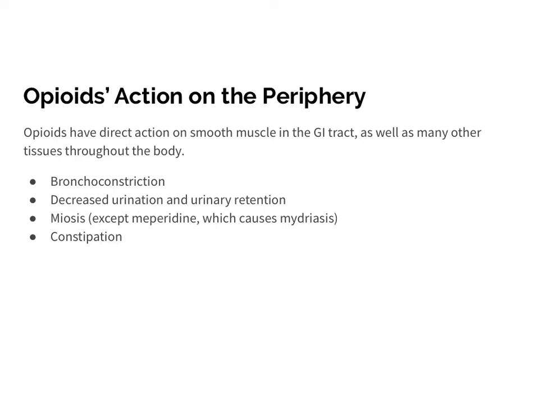Now we know opioids act centrally on those mu receptors in the brain, but they also have a direct action on smooth muscle in the gut. This is the reason that opioids cause a lot of constipation. In addition to their effect on the gut, opioids also have broader system-wide effects. They can cause bronchoconstriction, they can decrease urination and increase urinary retention, and they can also cause miosis. That is the constriction of the pupils in the eyes. The one exception to this is the opioid called meperidine, which causes mydriasis, which is the dilation of the pupils.